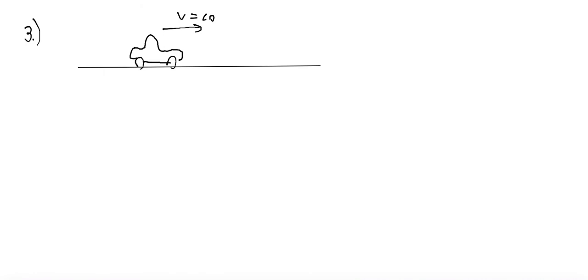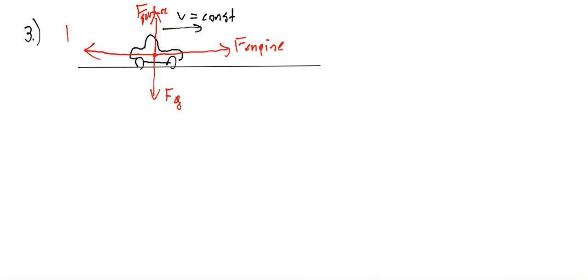Okay, v is constant. The car experiences 4 forces. The force of gravity is balanced by the reaction force from the surface, which is the same in length. It's very, very important because the car doesn't accelerate up or down. And the force from the engine, the thrust force, is balanced by resistive forces like air resistance or friction.